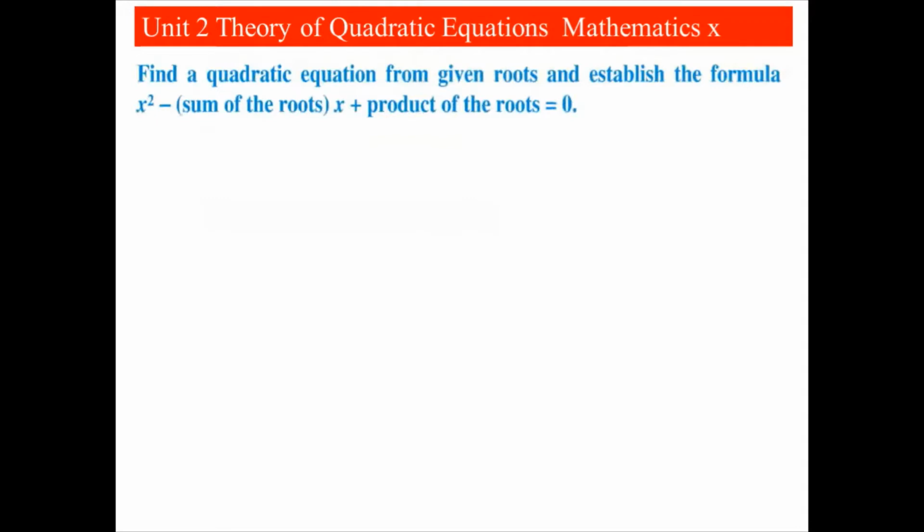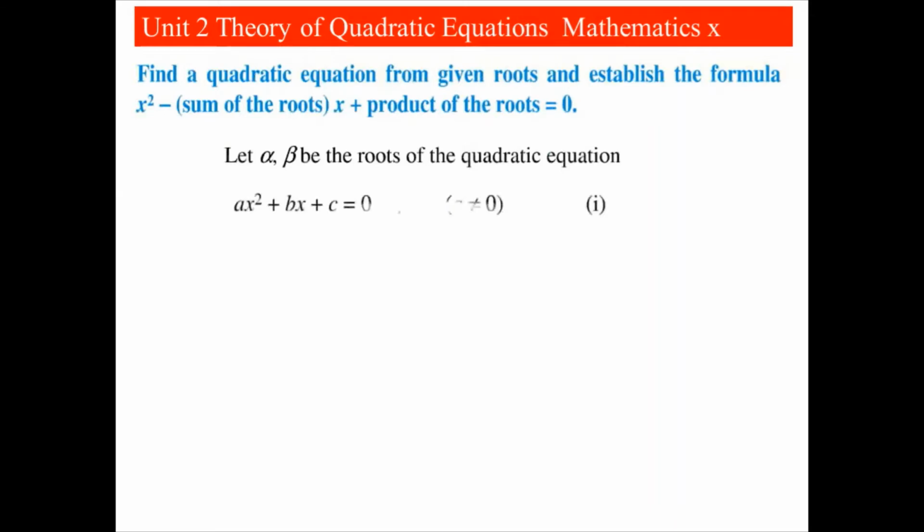Next, find a quadratic equation from given roots and establish the formula x square minus sum of the roots times x plus product of the roots is equal to 0. Let alpha and beta be the roots of a quadratic equation. We know that the standard form of a quadratic equation is ax square plus bx plus c is equal to 0, where a is not equal to 0. So this is equation number 1, and alpha and beta are the roots of this quadratic equation.